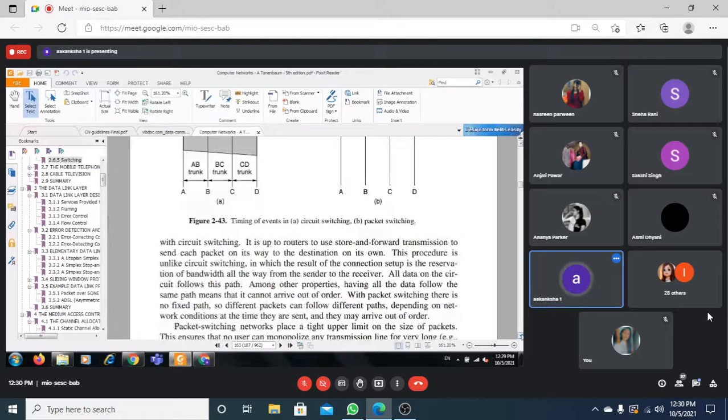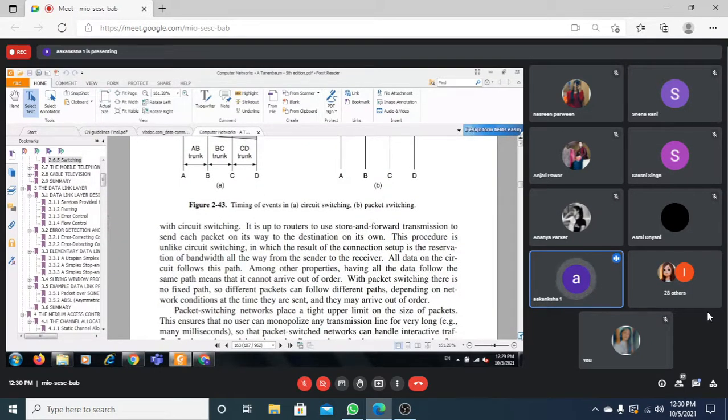Now it is up to the routers to use store and forward transmission to send each packet on its way to the destination on its own. So now we are not bothered about establishing the circuit between the sender and the receiver, and we are not actually establishing the path between them. What we are doing is just sending it to the next router, the next switch, and it is doing store and forward transmission.